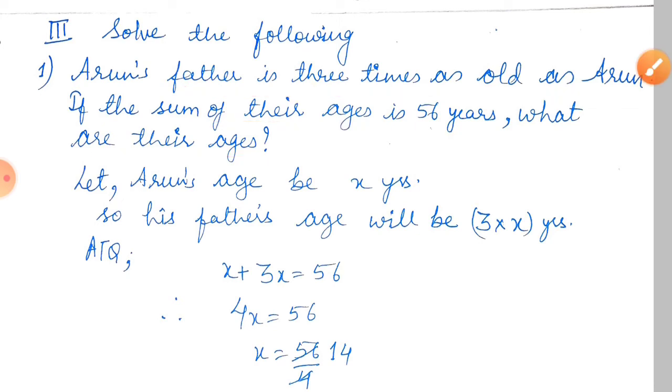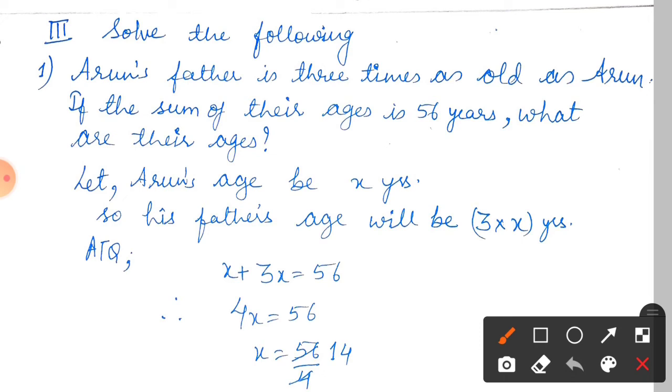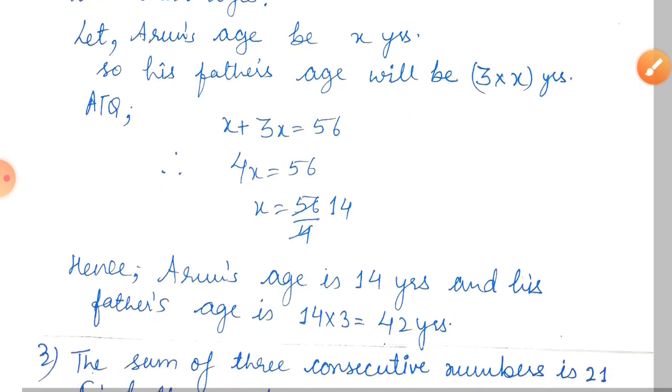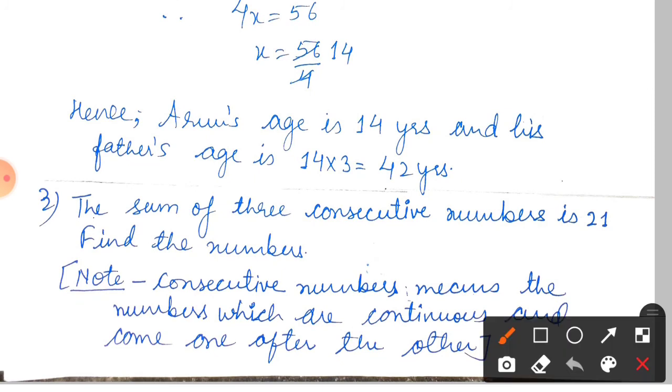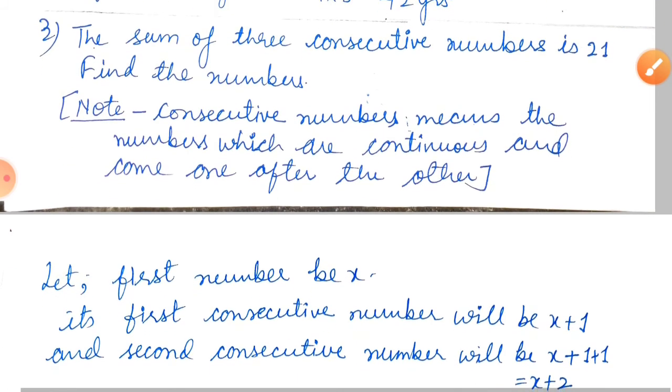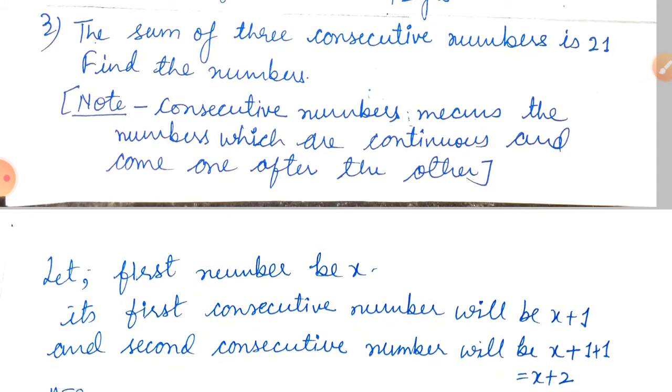So first we assume that Arun's age is x years, so his father's age will be 3 into x years. Now according to the question, the sum of their ages is 56. So we will simplify this equation to get the value of x. After simplification we get x is equal to 14. Hence Arun's age is 14 years and his father's age is 14 into 3, that is 42 years. Now I have not done question number 2 because it is already solved in the notes.